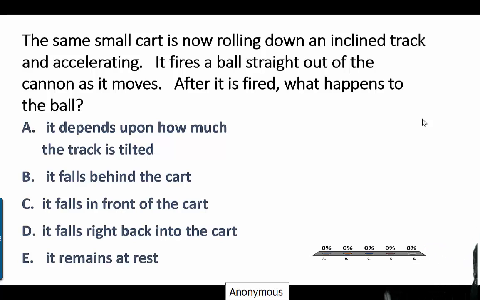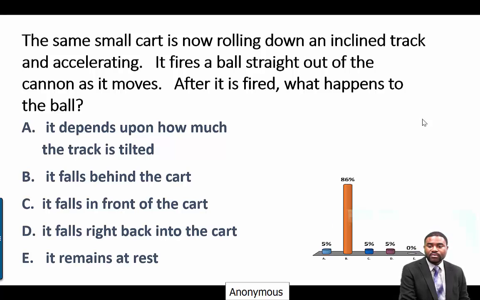What if instead of a horizontal track, I now tilt the track? We may even demonstrate it. As it rolls down, it fires the ball. Is it going to fall back into the barrel? Is it going to fall ahead or is it going to fall behind? But now the track is tilted. Okay, now let's see, the polling ended.